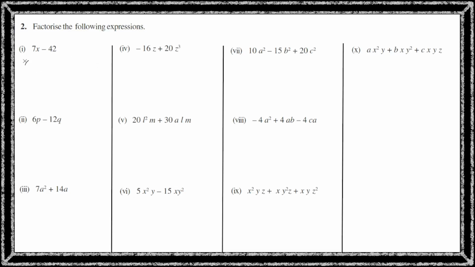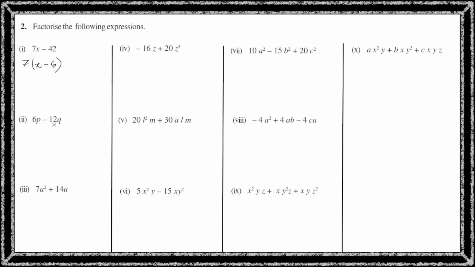So I'm going to write 7 outside the bracket, and out of 7x I'm going to have x left, minus sign as it is, and I have 6 over here, right? So 7 times x minus 6 is my factorization, right? Here you can see that it's a product of factors, that's it.